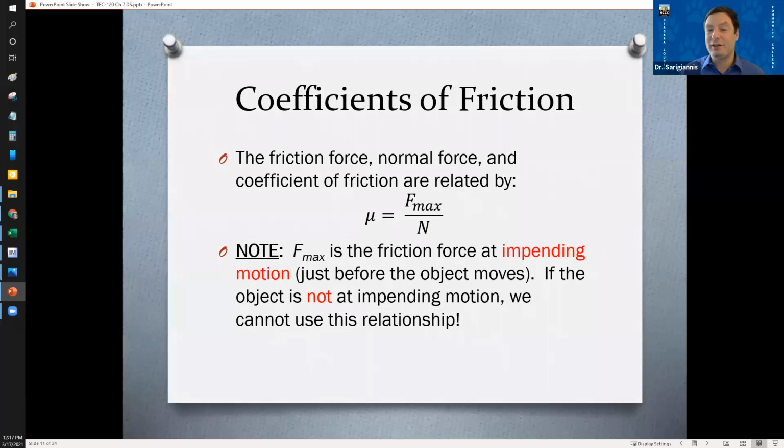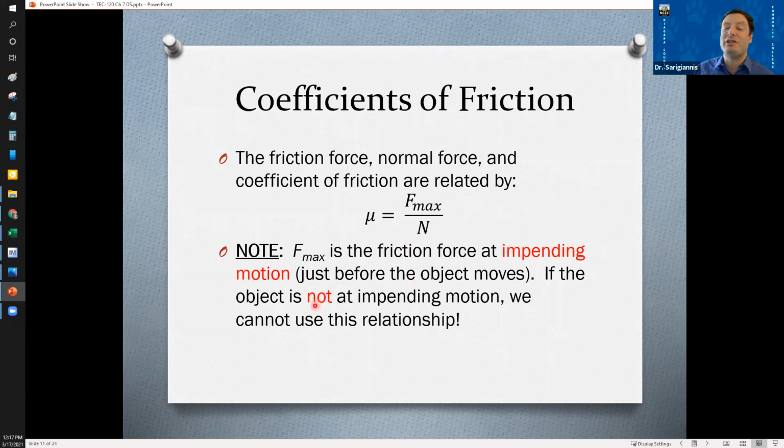We're going to see them related like this. Mu is the max force over the normal force. And be careful here, F max is the friction force at impending motion. This is the maximum force of friction just before the object moves.